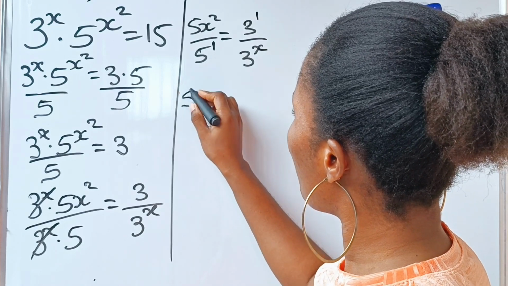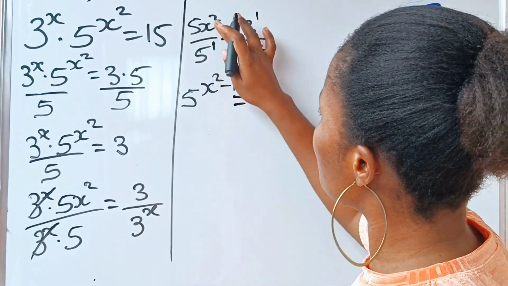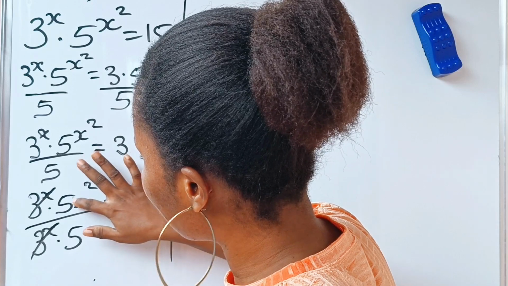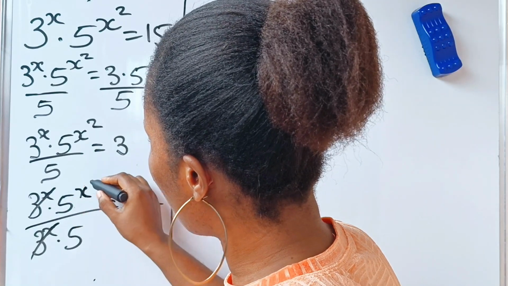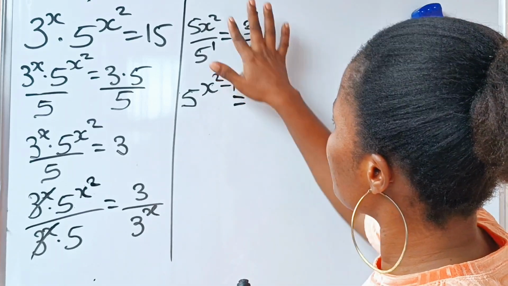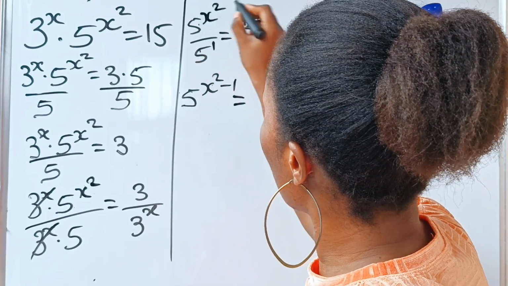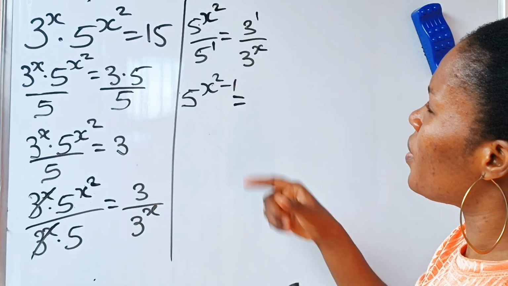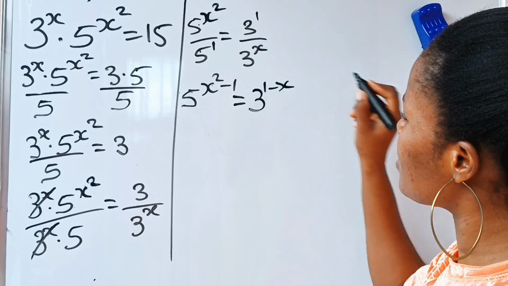Sorry, the x squared is a power. Please, see what I'm writing, this is power, so that I don't confuse us. This is power, not 5x squared. So this is raised to the power of x squared. Okay, now it's okay. So it's going to be x squared minus 1, and this is going to be 3 raised to the power of 1 minus x.